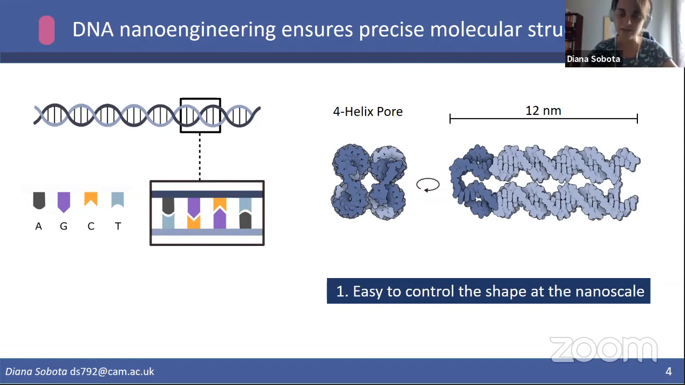The only problem is we can buy this, we can design it, buy the strands, fold it. It will take you maybe a day, and you have plenty of these. The problem is, if we want to put them in a membrane, they are absolutely useless. And that's because the strong charge would prevent them from going into the membrane.